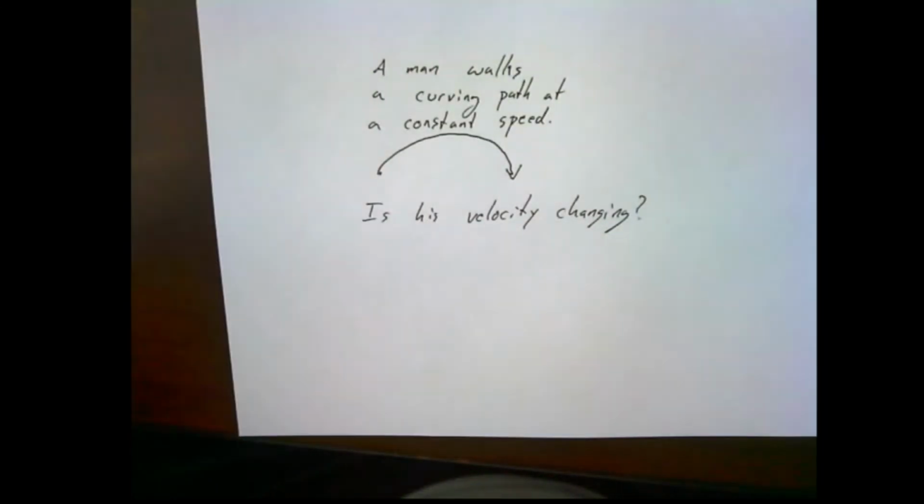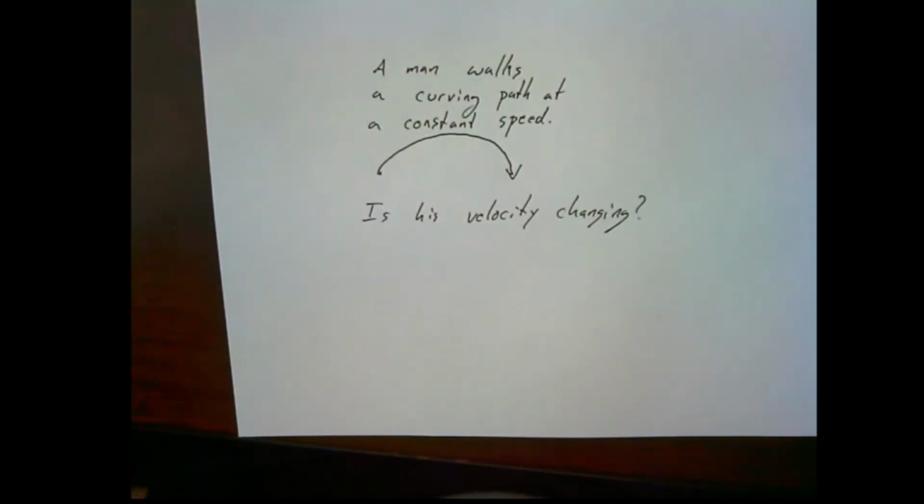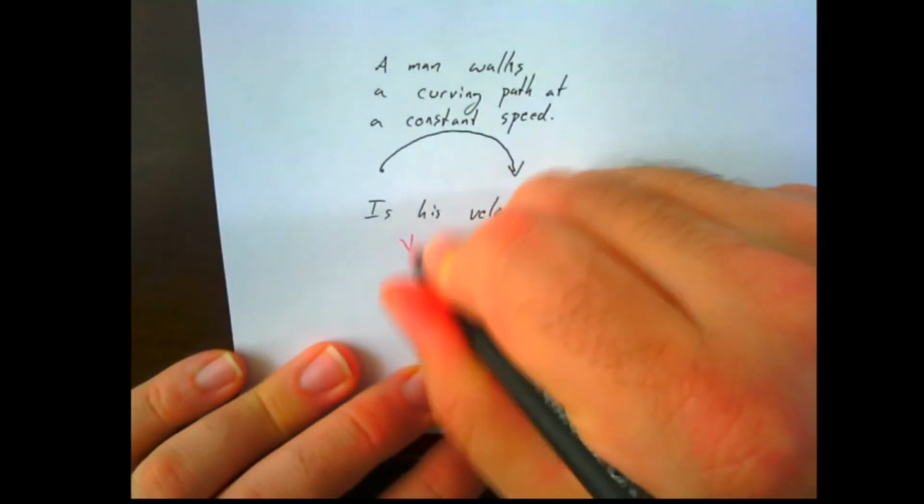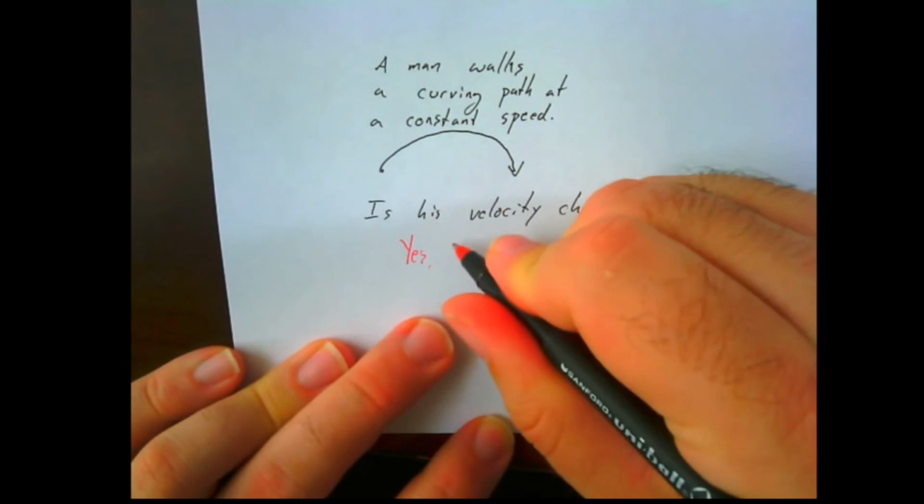Next, we have a man following a curving path at a constant speed. Is his velocity changing? He's going at a constant speed, isn't he? But is velocity more than speed? Yes, it is both speed and direction. So the answer is yes, because the direction is changing.